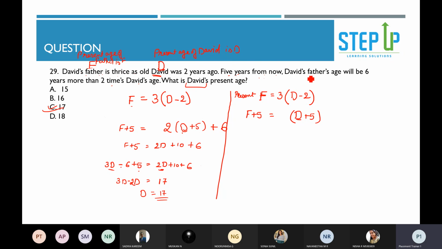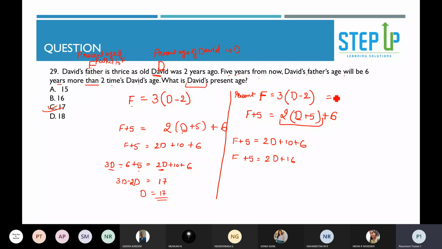5 years from now, David's father's age will be 6 years more than 2 times David's age. They are not saying 6 times, they are saying 6 years more, so that's why we add 6. Then 2 times, so multiply. 2 times of David's age. So you will get F plus 5 is equal to 2D plus 10 plus 6. F plus 5 is equal to 2D plus 16.